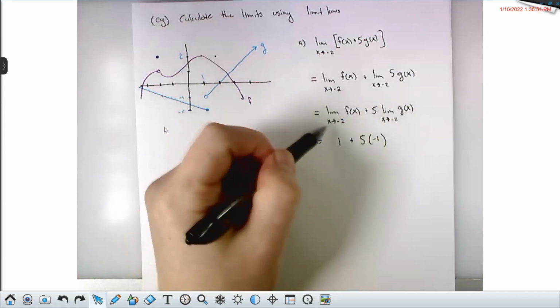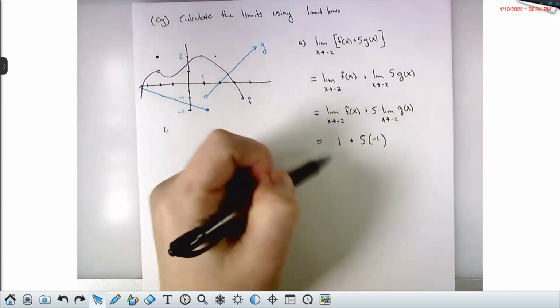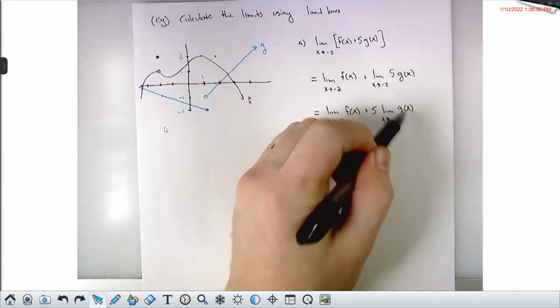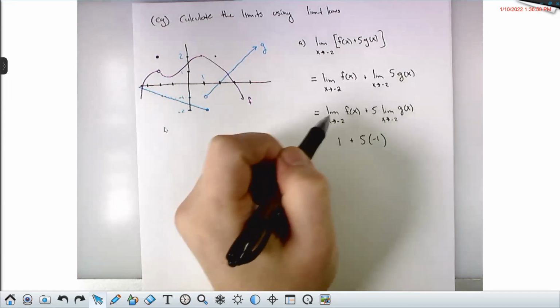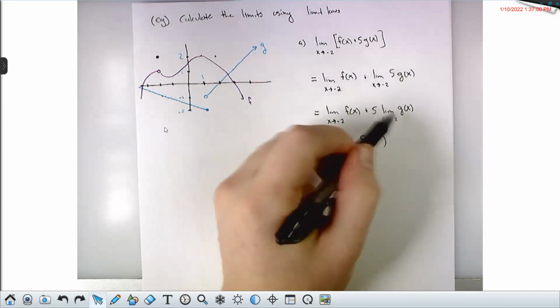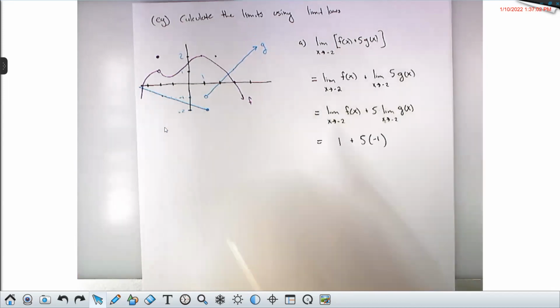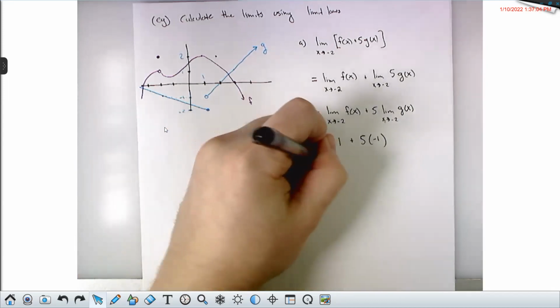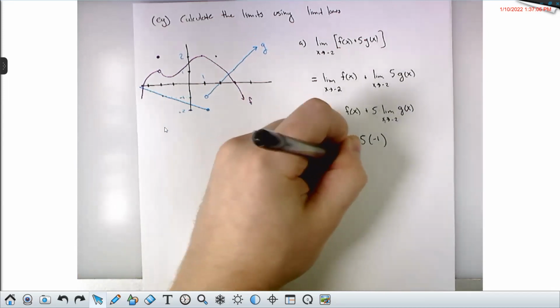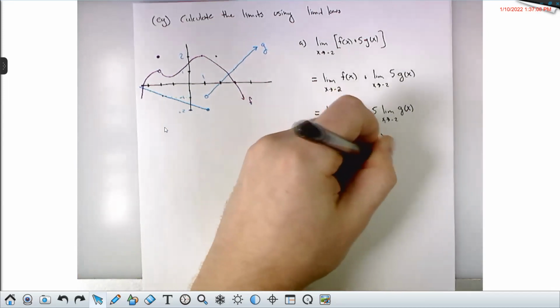In other words, the limit as x goes to -2 of f is 1. The limit as x goes to -2 of g is -1. So this plus 5 times that is 1 plus 5 times negative 1. And then it's just an order of operations thing. This is 1 minus 5, which is negative 4.